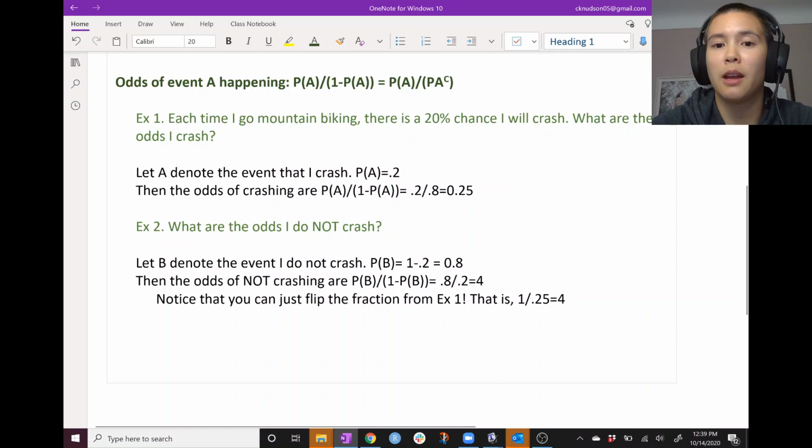And so we can see that these two are related by just having the number 1 divided by one of these odds provides the other odds. So that's a shortcut. If we know one of the odds, if we know the odds for event A, then we can find the odds for the event A complement very easily.